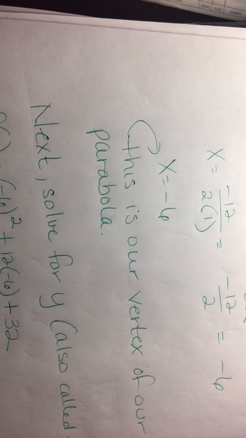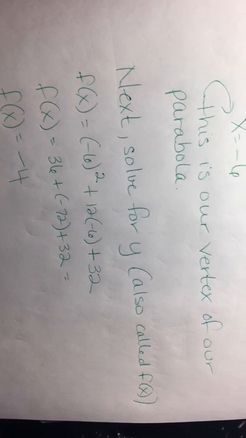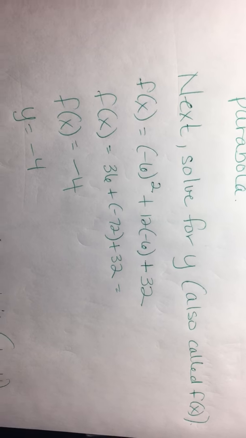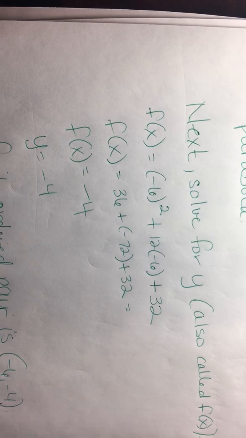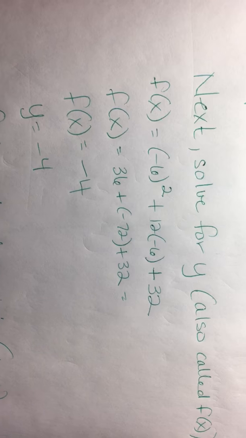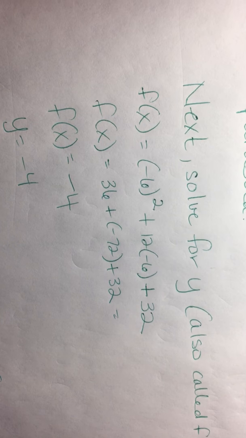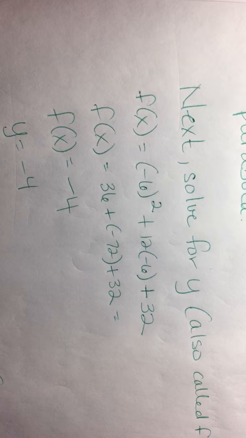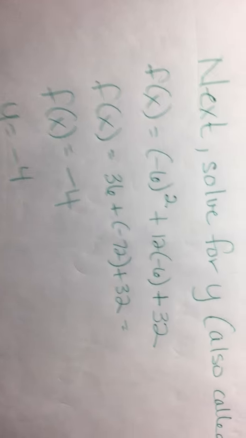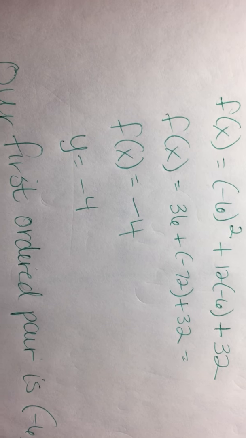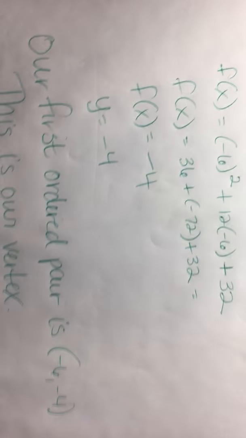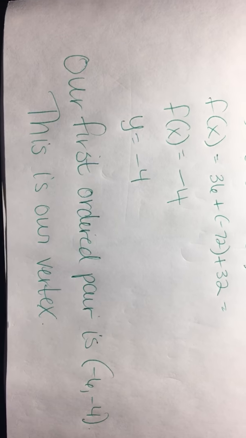So next, we're going to solve for y, which in this case is also called the function of x. I'm just writing it as function of x still, just because I've been writing it that way. So in order to do that, we're going to plug in the x that we got, which is negative 6, into everywhere where there was an x. So function of x equals negative 6 squared plus 12 times negative 6 plus 32. Do all the math on that, which I did, and it comes out to negative 4, so the y point is negative 4. So that's our first ordered pair, negative 6 and negative 4.